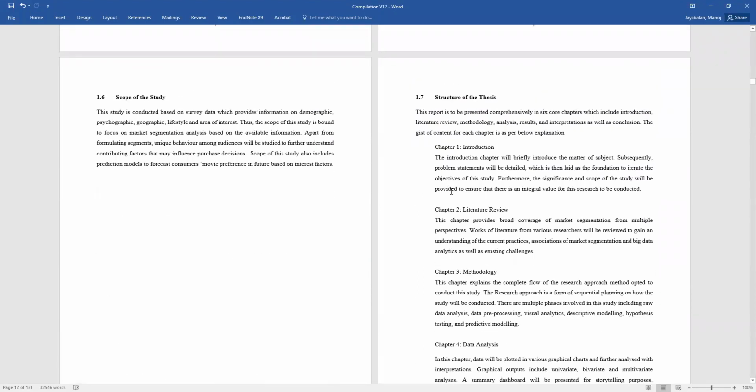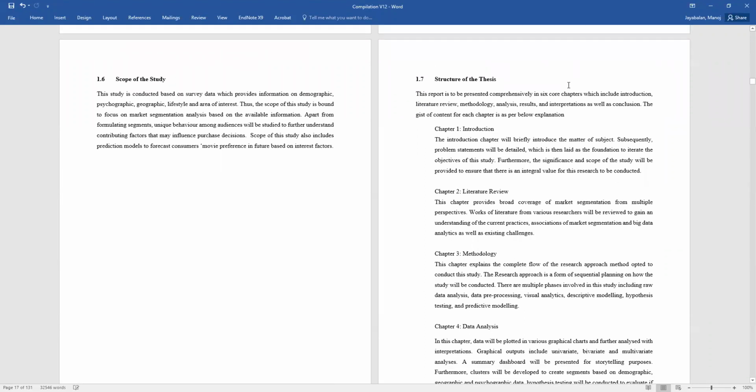Okay, so most of you had a doubt on the structure of the thesis, what needs to be included in the structure of the thesis. This is just an example. This student has organized it according to every single chapter.